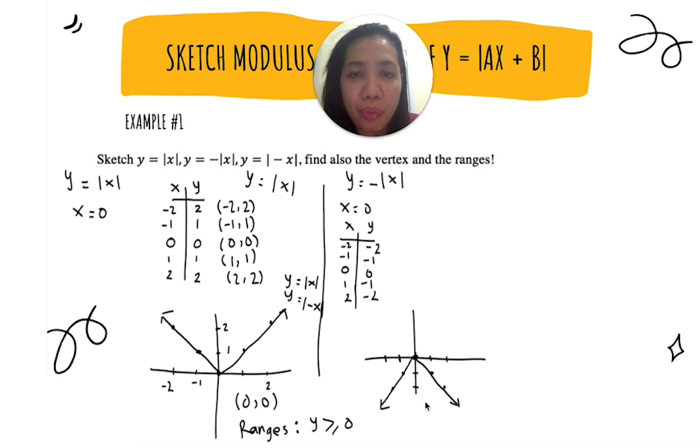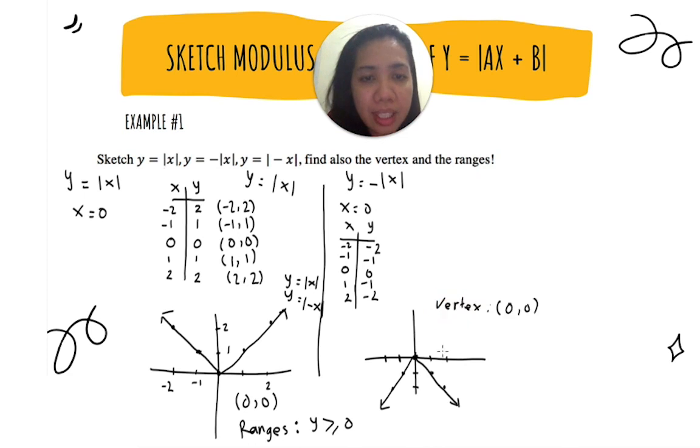Okay, the next thing, find also the vertex and the range. In this graph, we can see clearly that this is the vertex. The vertex of this function is actually 0, 0. So the vertex. And the next one is the range. As you can see here, this graph sits on the x-axis downward. So for the range, we can have y less than or equal to 0 because the graph sits on the x-axis downward. So the range is less than or equal to 0.